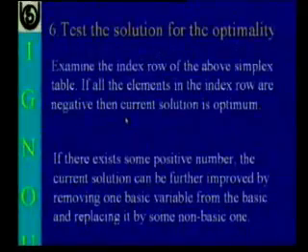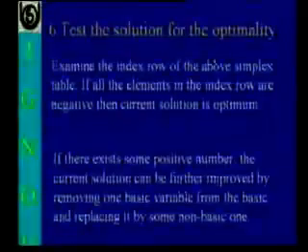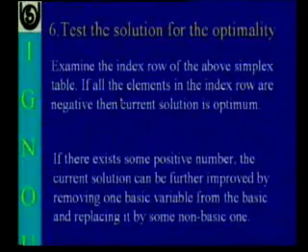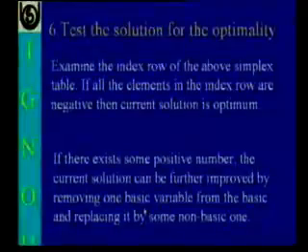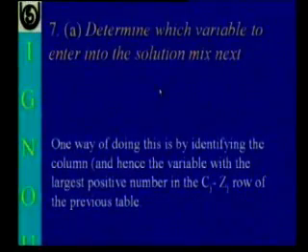Now we will test the solution for optimality. We will examine the index row of the above simplex table. If all the elements in the index row are negative, then the current solution is optimum. If there exists any positive number, the current solution can be further improved by removing one basic variable from the basis and replacing it by some non-basic variable. Then determine which variable should enter the solution mix next.